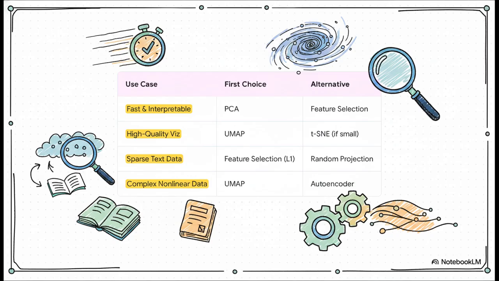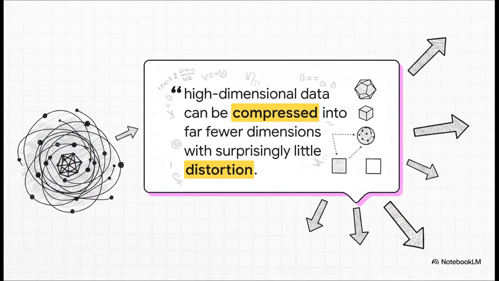Now, if you're dealing with really high-dimensional, sparse data like text, don't forget about simple feature selection. It's often way more effective. And finally, when you know you're up against some deep, nonlinear complexity, that's when you bring out the power tools, UMAP and autoencoders.